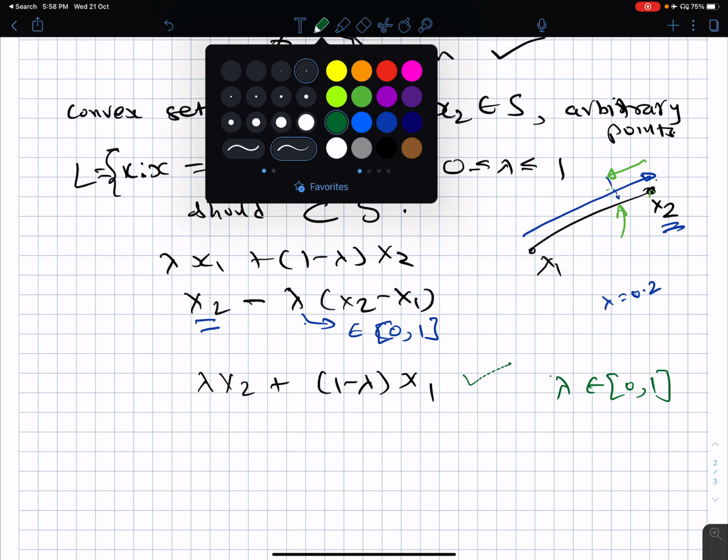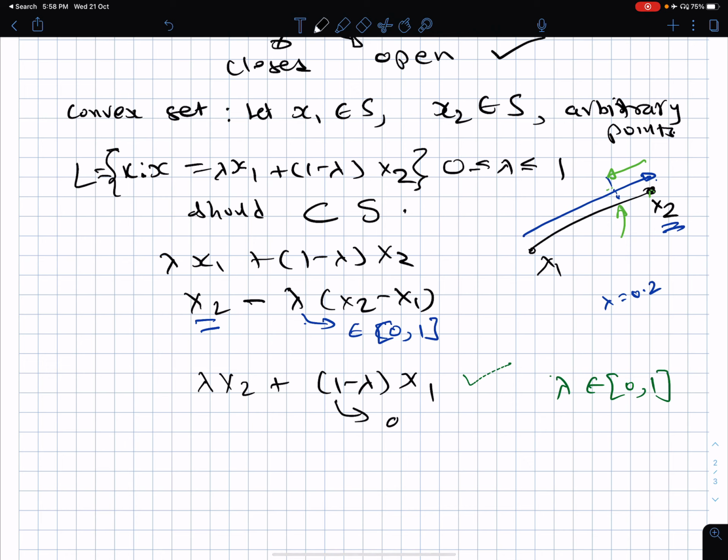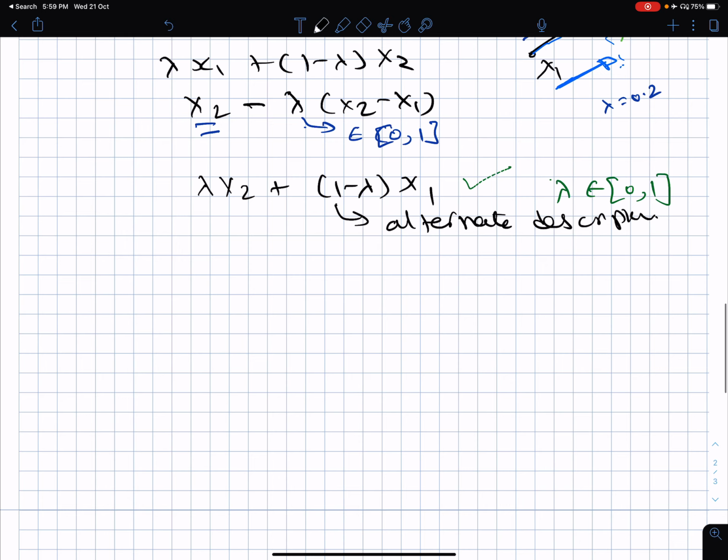This is also a perfectly acceptable alternate description of the line segment joining the points x1 and x2. Here, your initial point will not be x2 but x1, and instead of taking a backward step, you will take a forward fractional step. Then you want each of these line segments to be inside the set S.